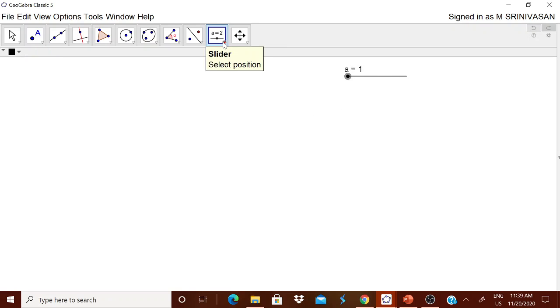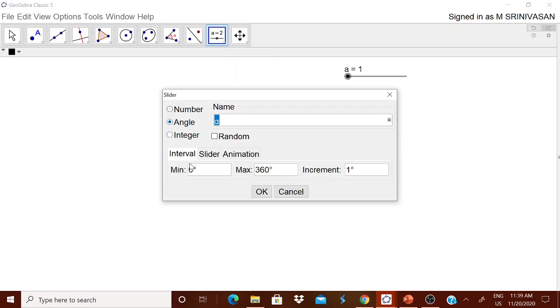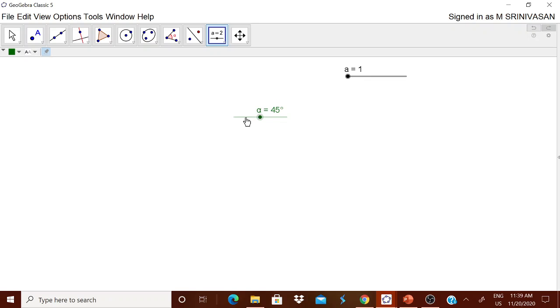Now I want the base angles also. Let me go for the slider. Let me take the angle. Let me start it with 1 degree. And then let it go up to maximum. It cannot go beyond that because there are two angles, so it cannot go beyond 90 degrees. Therefore I will have the increment as 1 degree. So I am clicking OK. It is just fixing it as 45 degrees. Now you can change the color of this also. OK. Now let me start.